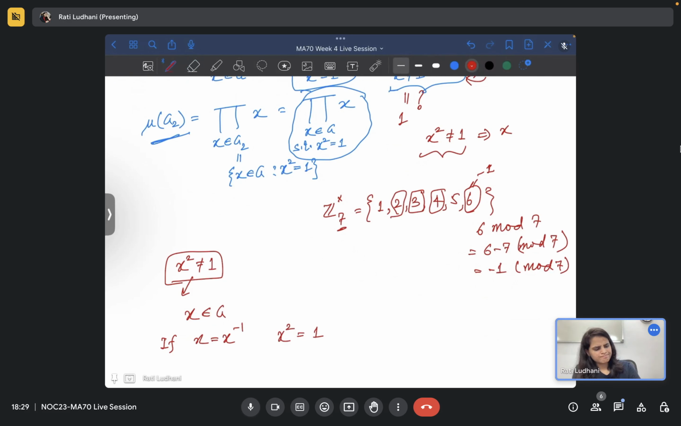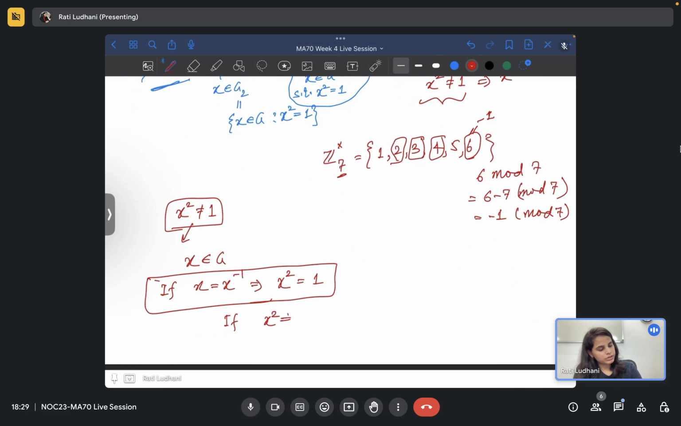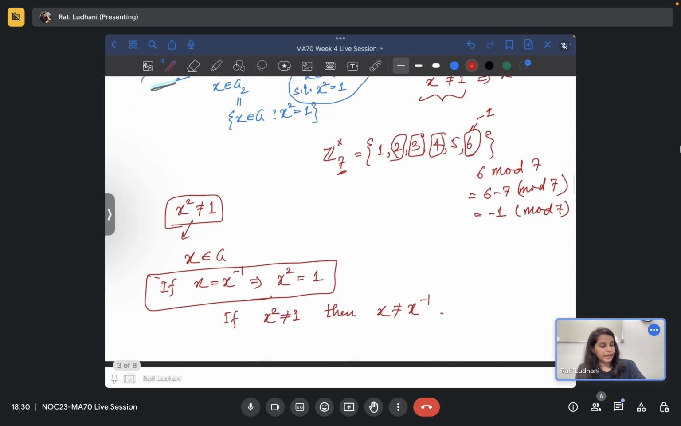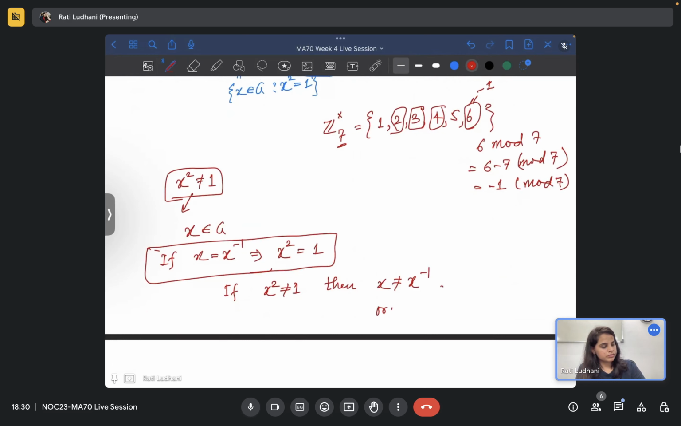This is an if and only if case. So we have this property. That means if x square is not equal to 1, then x is not equal to x inverse, because if it were, then x square has to be 1, which is a contradiction. Also we know that the order of x is the same as the order of x inverse.